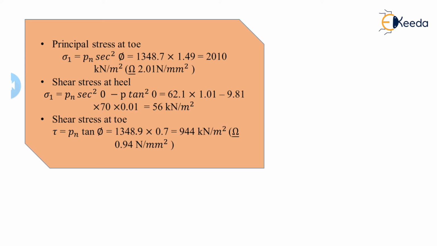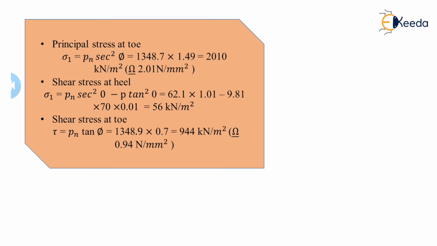Finally, find the principal stresses at the toe and the principal stresses at the heel. At the toe, there is no tail water, so only the normal stresses occurring at the toe will be taken: Pn into sec square theta. Here the value will be 1.49 and sigma 1 will be 2010 kilonewton per meter square. Again, the principal stress at the heel, sigma 1 is equal to, there is a mistake, this is the principal stress at the heel: Pn into sec square theta minus P tan square theta.